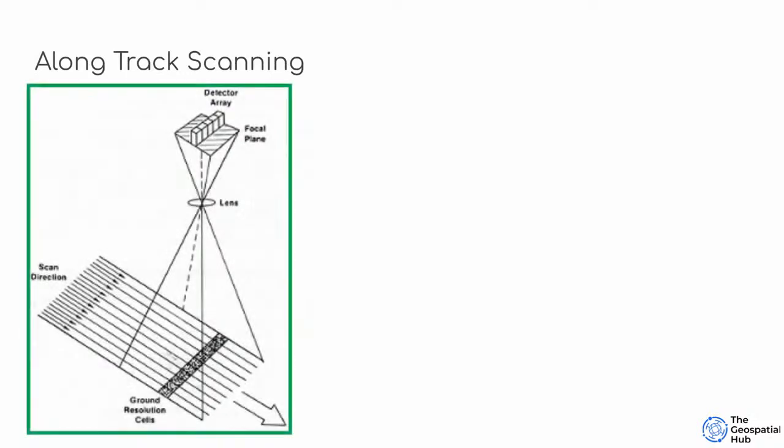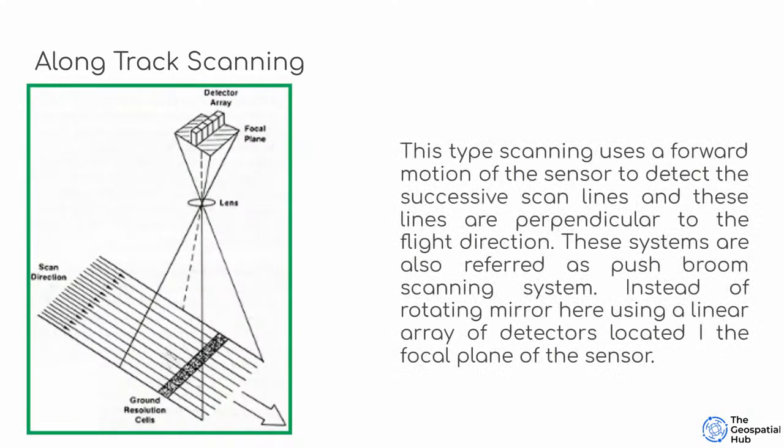The next type of scanning we have is along track scanning. This is an image that represents along track scanning. Along track scanning is also known as push broom. Imagine you are trying to roll a rug. You're in your room, you have the rug, and you're rolling the rug away, pushing it forward. That's how it got the name push broom.